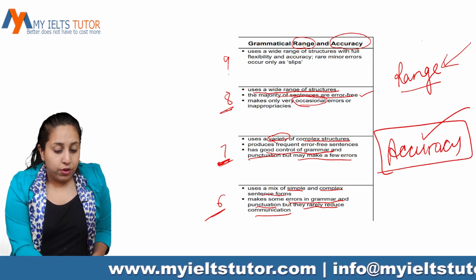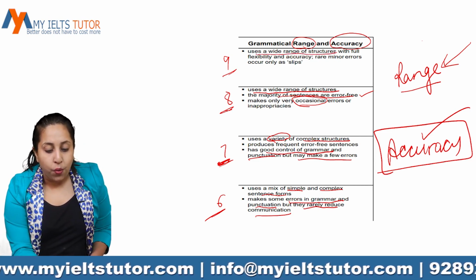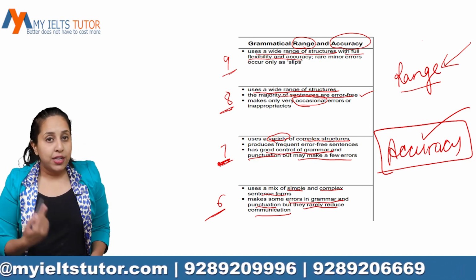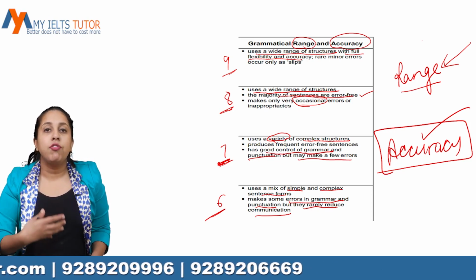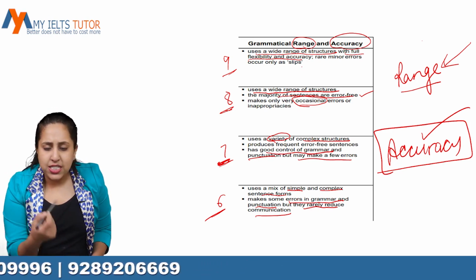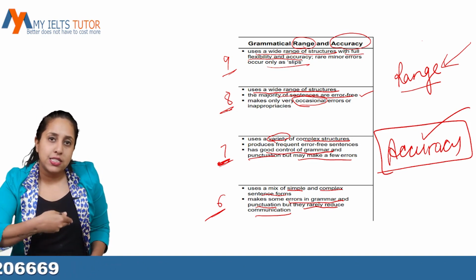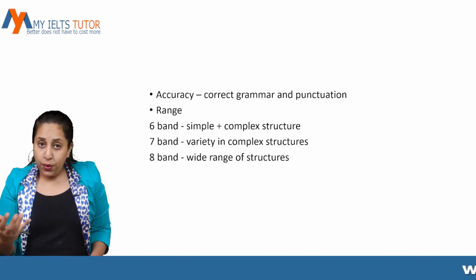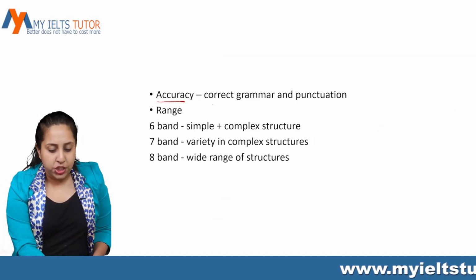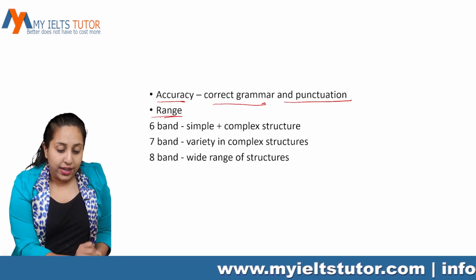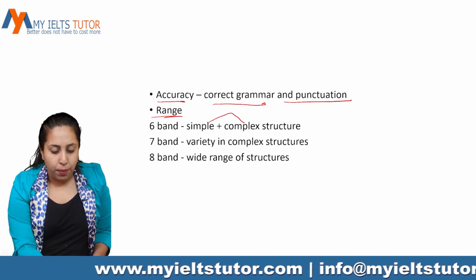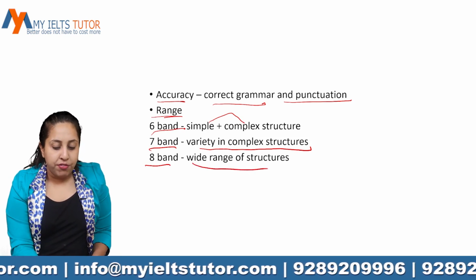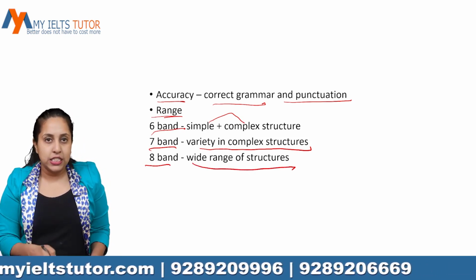That's it. Now, for band 9, again a wide range of structures is required, but you have to use them with full flexibility and accuracy. Whatever structures you are using, use them with full flexibility, naturally, right? And there are just errors like slips. बस एक गलती से like a slip error हो गया, like 1 or 2 errors just as a slip. Now let's understand. For accuracy, I've already mentioned I need to give correct grammar and punctuation. For range, if I use simple plus complex, I'll be at 6. For 7, I need to give variety in complex structures. For 8, I need to give a wide range of structures. We'll be understanding this with an example.